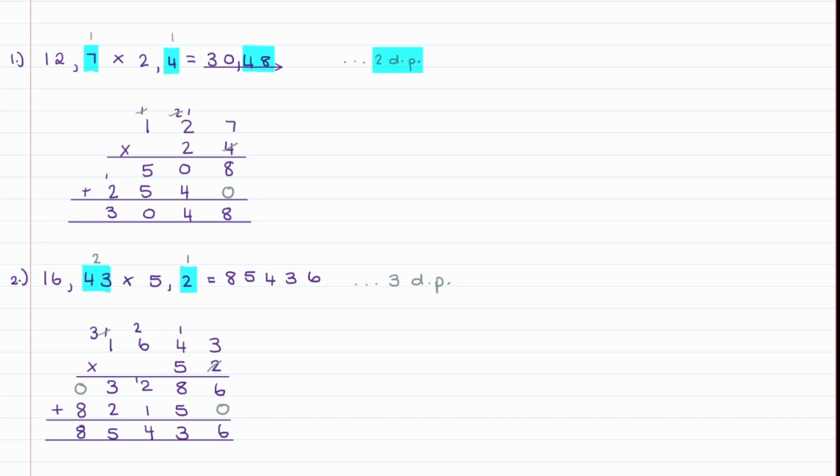But here again, I have a reminder that the answer needs to have 3 decimal places. So highlight your last 3 digits and insert your comma. This leaves a final answer of 85,436.